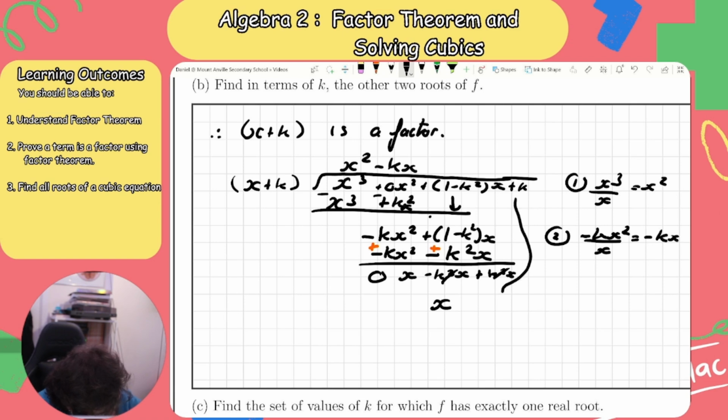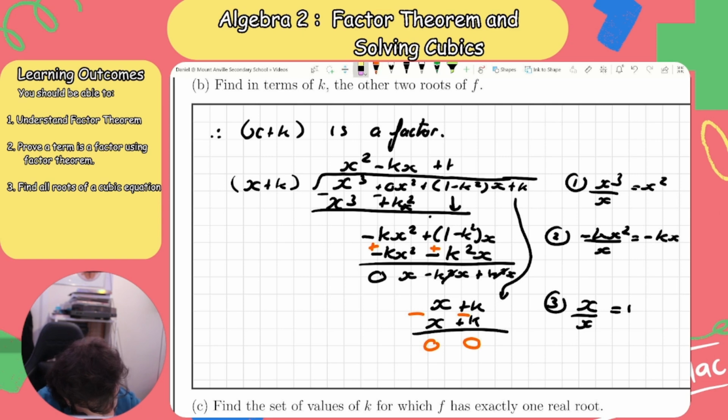Then finally bring down the plus k, and we'll have x divided by x is equal to 1. Put that on top. 1 times x, 1 times k is k. Minus, minus, 0, 0. So x squared minus kx plus 1 is my quadratic.